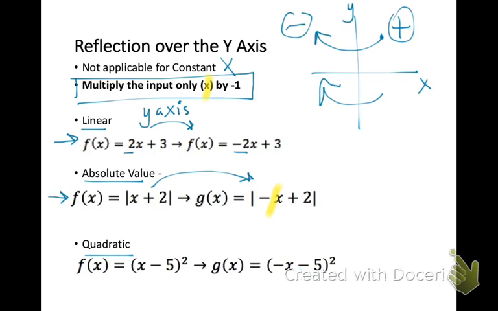And then finally, for a quadratic function, same thing. So write down this beginning equation, f of x equals x minus 5 squared. To create a y-axis reflection, notice that the -1 has just been multiplied by the x. Nothing else is affected.